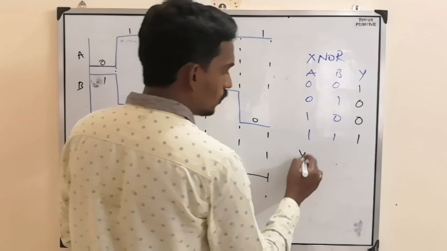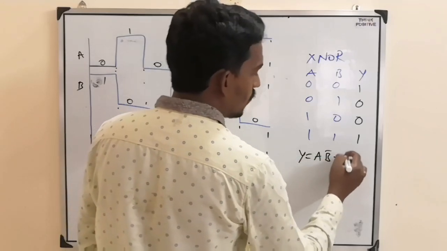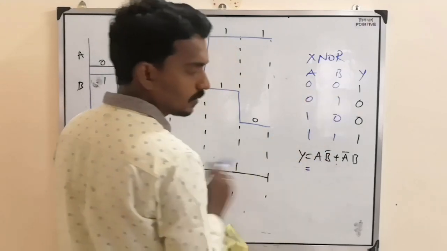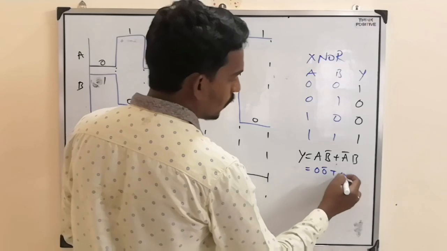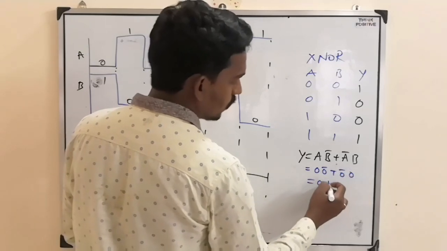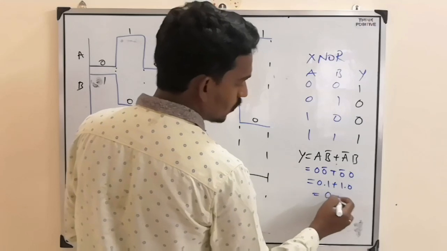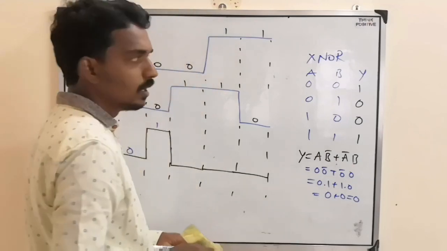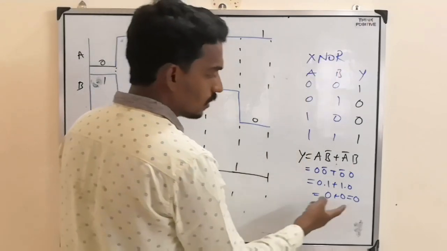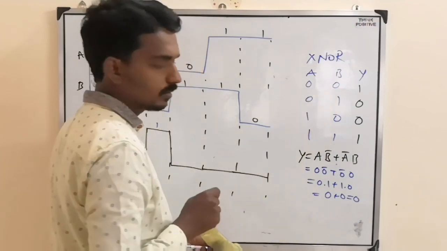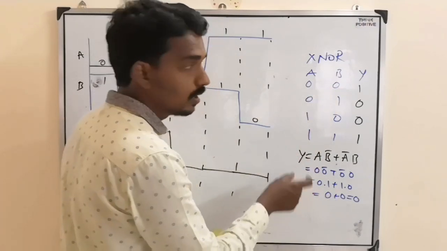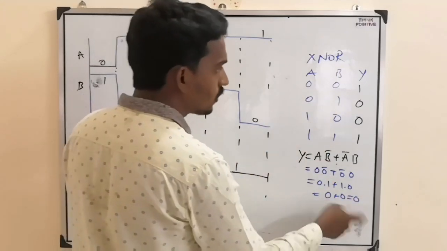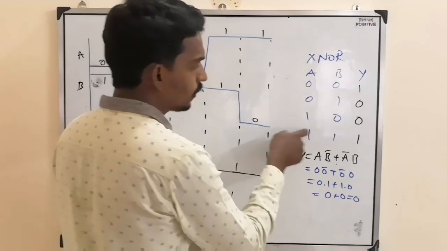Suppose you forgot, you know the expression AB bar plus A bar B. Then for 0 0, it is 0 0 bar plus 0 bar 0, so this is 0 1 plus 1 0, which is 0 plus 0, how much? 0. This is the XOR gate. But this is XNOR, that means Y bar. Then 0 will become what? 1. Don't confuse. This is XOR, but we are taking XNOR. You will connect a NOT gate at the end. Then output 0 will become what? 1.